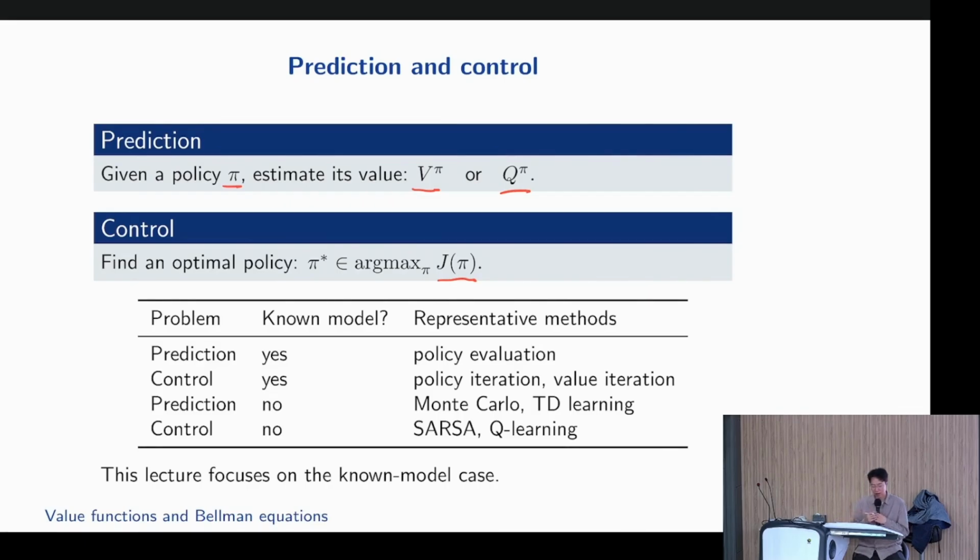So what are some algorithms that solve this? I said in the beginning, we're going to assume the model is known today. So there are two different methods: a policy evaluation method, and policy iteration and value iteration. And if the model is not known, there are Monte Carlo-based methods, TD learning, which we're going to cover in the next lecture, and SARSA and Q-learning. And the deep learning version of this is called DQN.